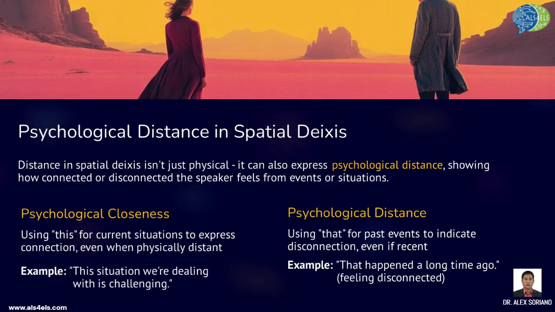As I mentioned, distance isn't always physical. It can also be psychological. We use spatial deictic words to express how connected or disconnected we feel from a situation. Psychological closeness: we use this for situations we feel a connection to, even if they aren't physically close. For instance, you might say, "this situation we're dealing with is challenging," to show you're emotionally invested in it. Psychological distance: we use that to indicate a feeling of disconnection, especially for past events. For example, someone might say, "that happened a long time ago," to show they've moved on or feel detached from the event, even if it was recent.